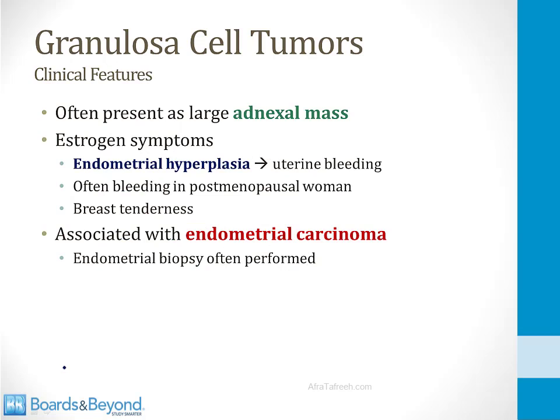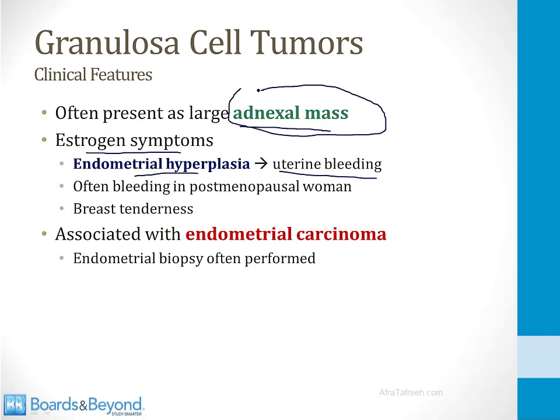The clinical features are shown in this slide. It often presents as a large adnexal mass. As I said before, it usually occurs in adults, and so adult females will present with estrogen symptoms. One of these is endometrial hyperplasia, which leads to uterine bleeding. So uterine bleeding with an adnexal mass should make you suspect a granulosa cell tumor as a possibility.